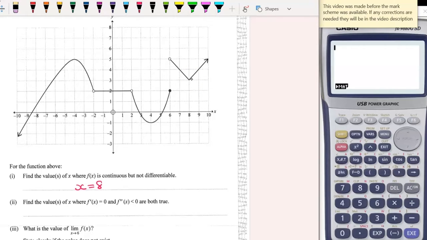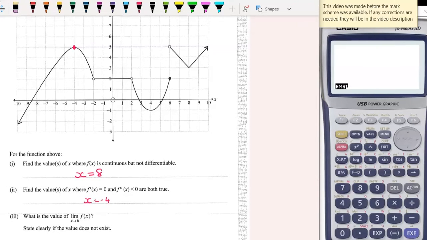The second part, the values of x where f dash of x is 0. So this means it's a stationary point. And f double dash of x is less than 0. So it's a stationary point when we are in a maximum. So we're looking for a maximum stationary point. And that happens just here at x equals minus 4.